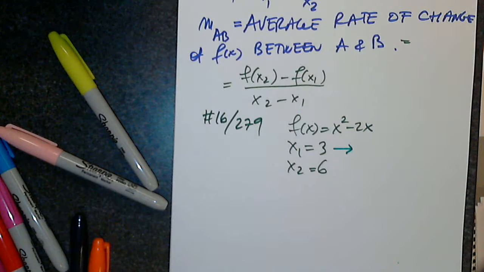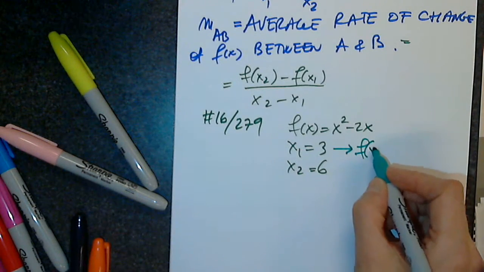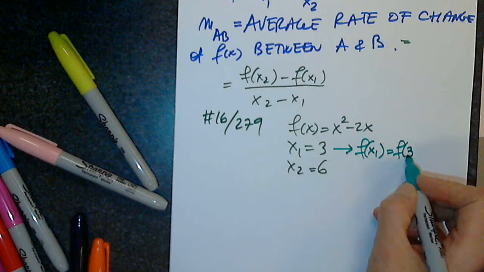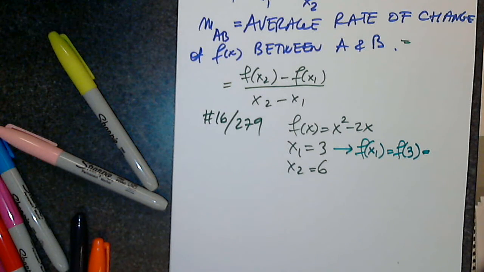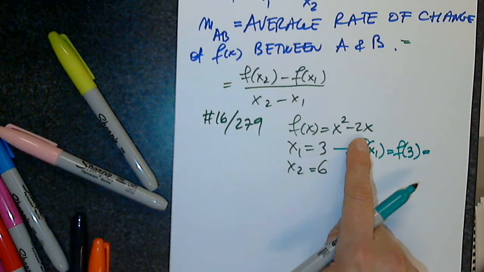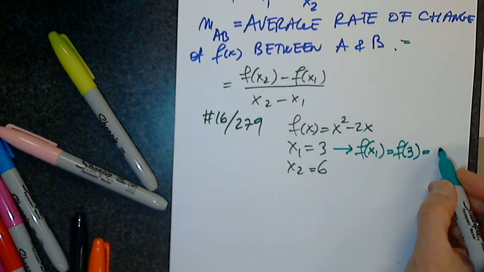Awesome. The corresponding what exactly? The corresponding, not points, but the corresponding y values. Yes. So I have to find f of x1, which is f of 3. Can anyone give us f of 3? Minus? Perfect, which is 3.